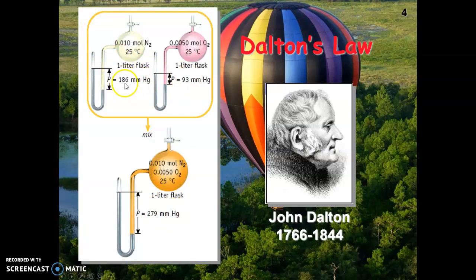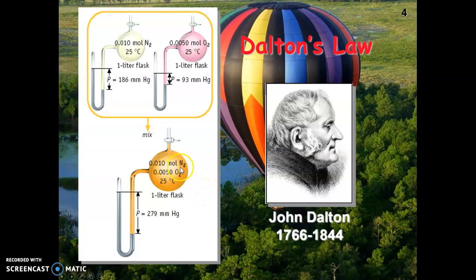In fact, Dalton noticed that when you added the two pressures of those two separate gases together, providing they don't react, like nitrogen and oxygen, you can combine those without them reacting for the most part. And he noticed that if you had 186 millimeters of mercury of nitrogen and 93 millimeters of mercury of oxygen, combine those together, and got the sum of that, which is 279. So that's a pretty simple relationship. You take two things, add them together, and you get a sum. So this is Dalton's law of partial pressures.